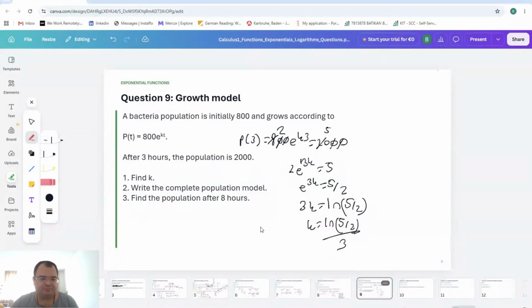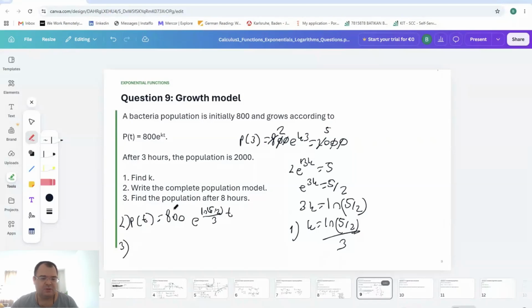So we have found our k, and the complete formula is P(t) equals 800 e to the (ln 5 over 2 divided by 3) times t, essentially. This is our complete formula. This is the answer to the first question. This is the answer to the second question.